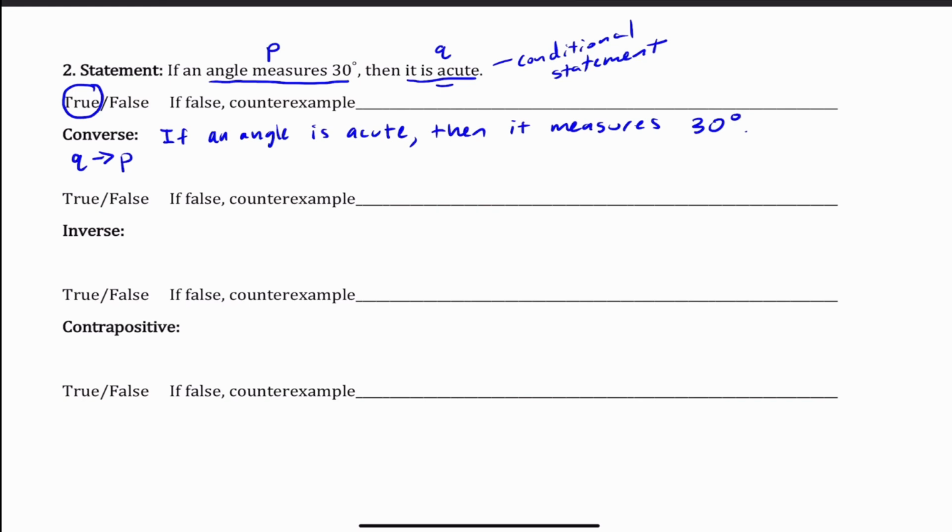So let's take a look at the converse statement. If an angle is acute, then it measures 30 degrees. Is that true or false? Well, it's false because if an angle is acute, then its angle must be less than 90 degrees. It doesn't necessarily mean it's strictly 30 degrees because I can provide a counterexample here. I can say 25 degrees because it's less than 90 degrees, right? So I can say 25 degrees as my counterexample, and this is a very specific counterexample to disprove that statement.